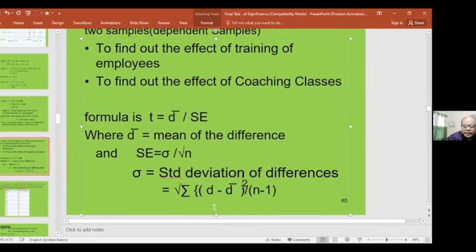How do you calculate the standard deviation? Summation of x minus x bar whole square, divided by n minus 1. Likewise, the standard deviation of the difference. After you calculate the standard deviation, calculate the SE, then divide the mean of the difference by the SE. Then you get the t value. Compare with the table value.